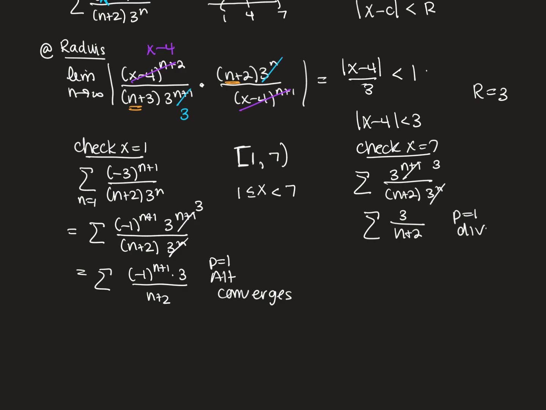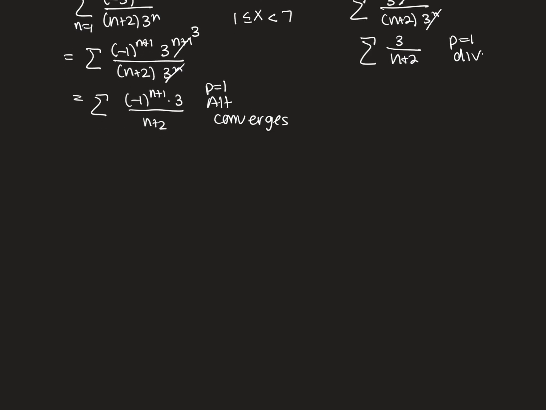Part B. So looking at part B, the first thing I'm going to do is write out the first terms of f. So f was (x - 4)^2 over 2 times 3. The next one would be (x - 4)^3 over 3 times 3^2.